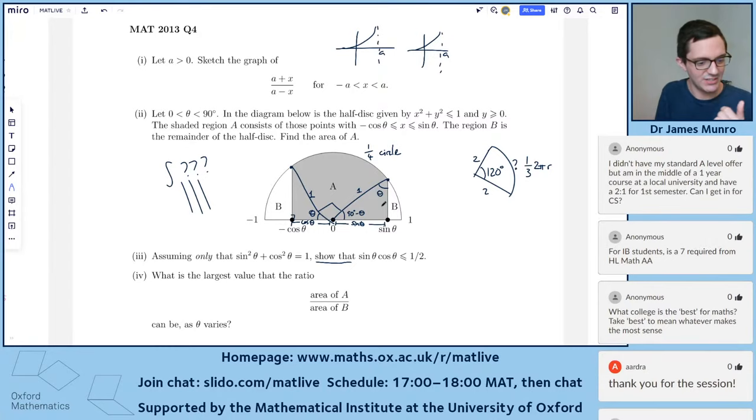Minimum standards A-level for middle of a 1 year course. My local university have 2-1 from first semester. Can I get in for CS? So, in fact, you will need to be applying. You're applying to start the course from first year because we don't do transfer onto the CS course or the maths course.